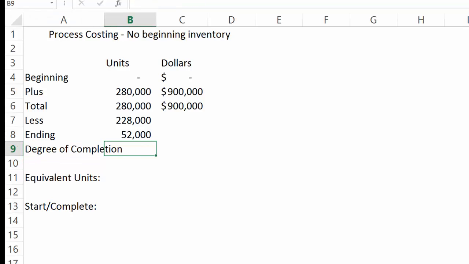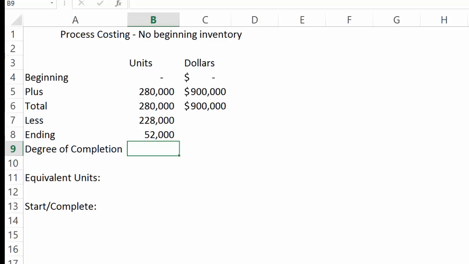And so we need to figure out exactly what degree of completion they are. Now, perhaps a manager will go out and say, okay, it looks like they're this far along. Or more likely, there'll be some pre-established policy that says, okay, we're going to treat our inventory as a certain percentage complete at the end of every period. This can be a judgment call, but in this example, let's just say 75% complete.